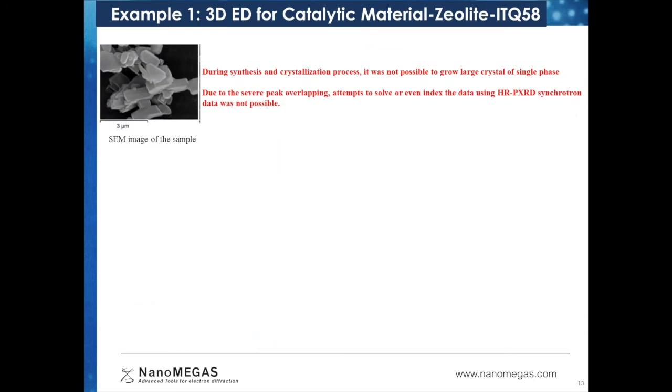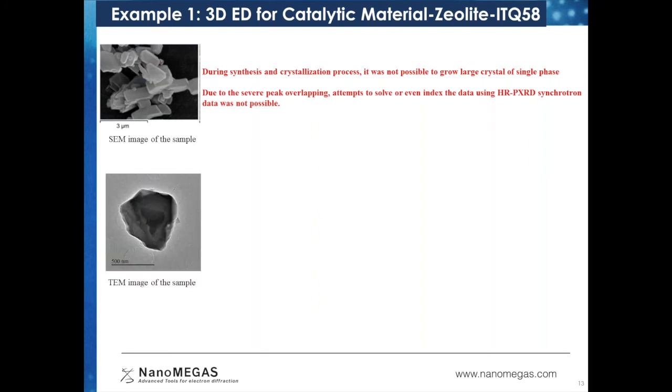Now, in the next 4 or 5 slides, I'll cover 4 examples selected from our work where 3D electron diffraction has been applied. The first one is a zeolite example where it was not possible to grow any large single crystal of a single phase suitable for single crystal X-ray diffraction. Neither was it possible to extract any structural information from the synchrotron powder diffraction data. In this case, we applied 3D electron diffraction methods.